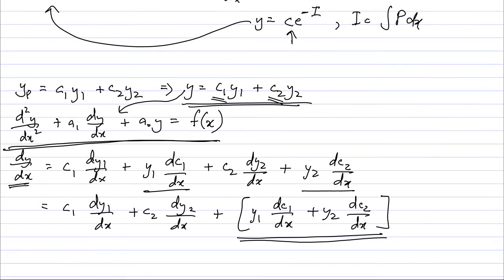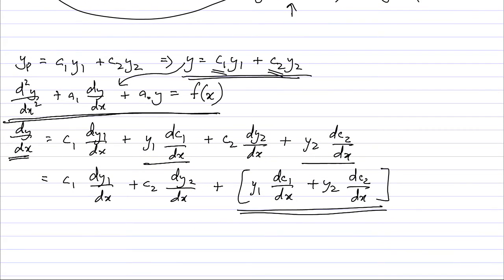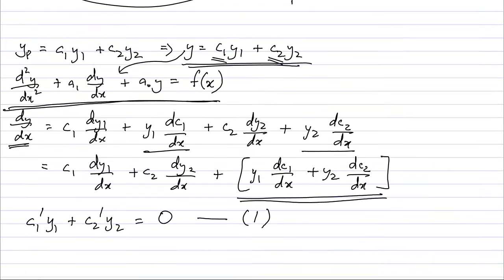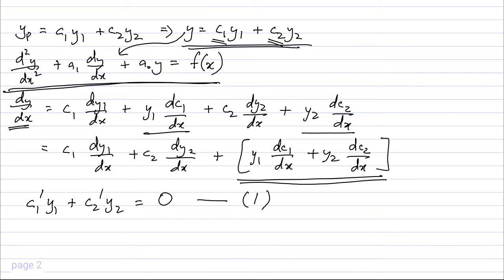Okay, so hopefully I can impose another constraint and still be able to find c1 and c2 such that both these constraints are satisfied. Okay, right? So just for notation simplicity, I use a prime to denote a derivative. So I have imposed this condition. Let's call this my equation 1. With this, you see the whole point of doing this was that the derivative simplifies.